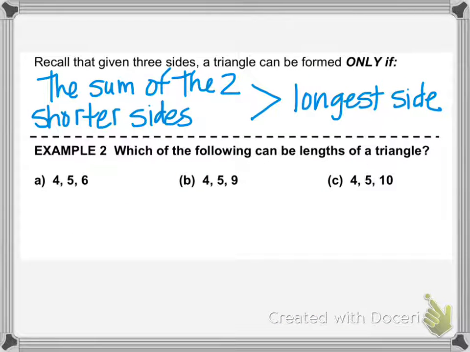Before we start talking about the converse of the Pythagorean theorem, which is next, I want you to recall something that we learned a while back. If I gave you three lengths and I said, will this form a triangle? The test was to add the two shorter lengths, and if that sum was greater than the longest side, then if you put those together, it will create a triangle.